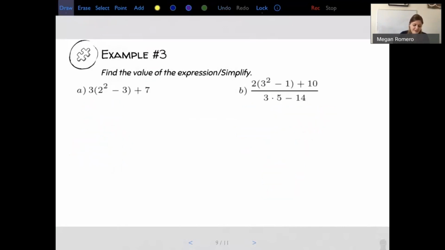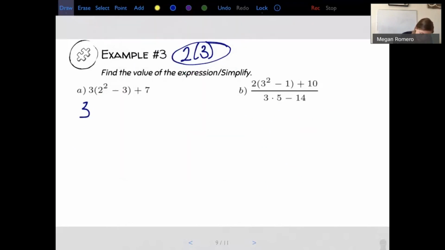Example 3, again, find the value of the expression or simplify. So looking at part A, this 2 squared minus 3 is inside the parentheses. We've got a grouping going on here. And just for thoroughness, this is multiplication, even though there's a parentheses there. What this means is multiplication. So that's why when it comes to order of operations, I like to talk about it as groups. So we do what's in our group first.